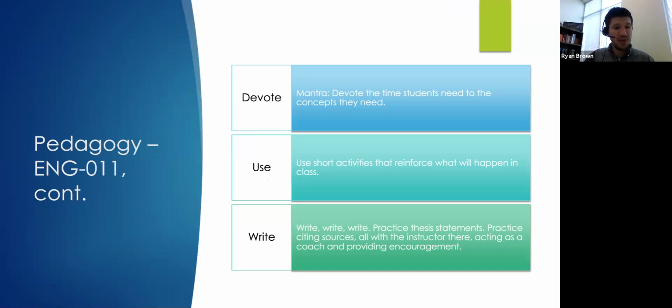Continuing with the pedagogy, we have a mantra here, and it is devote the time students need to the concepts they need. And the thing about this is, again, we need to meet students where they are. Some students may struggle with citation. Some students may struggle with thesis statements, organization, perhaps even grammar or mechanics.